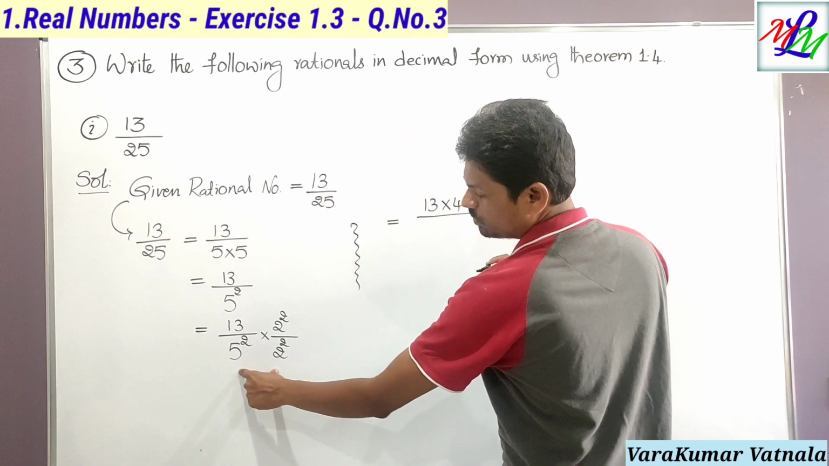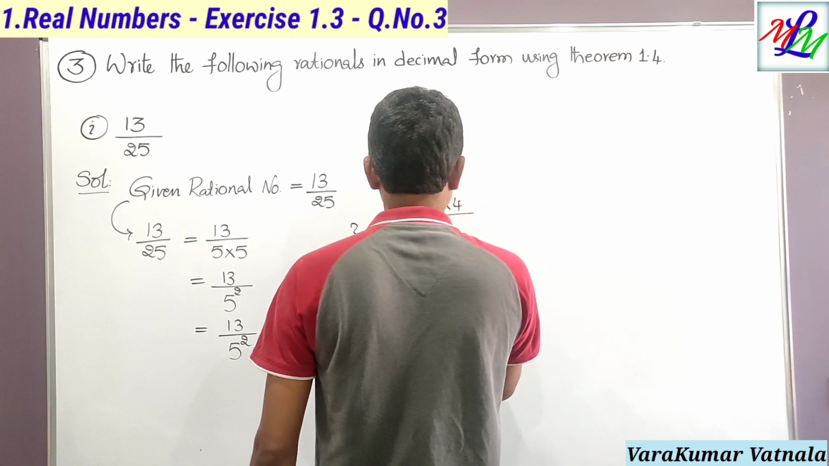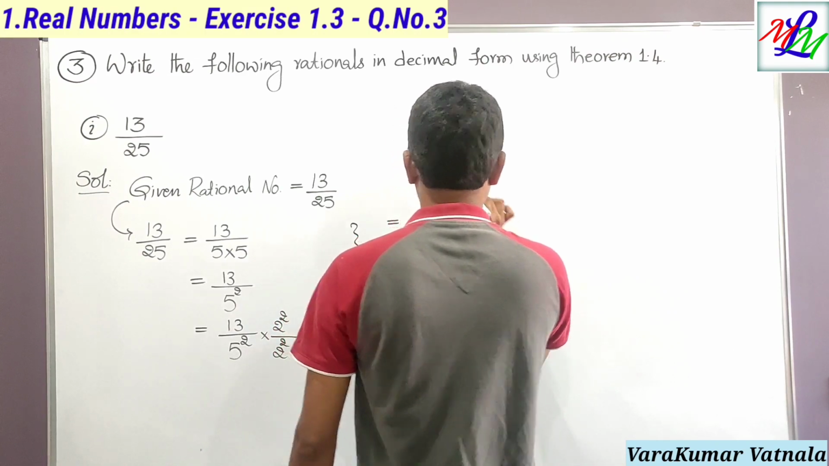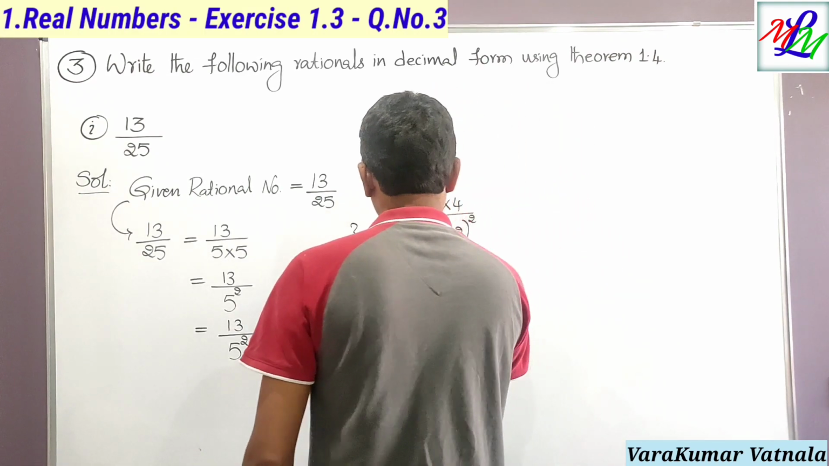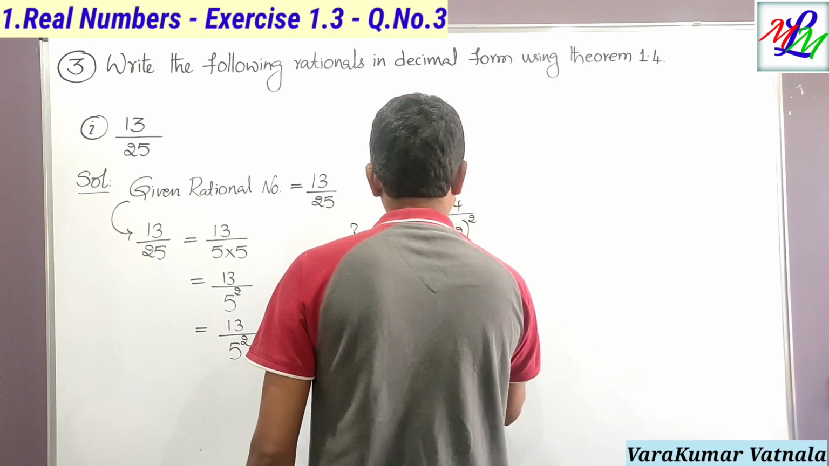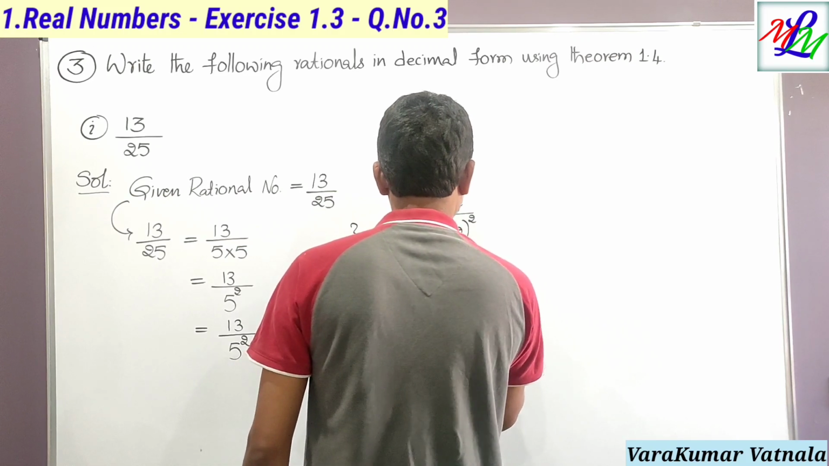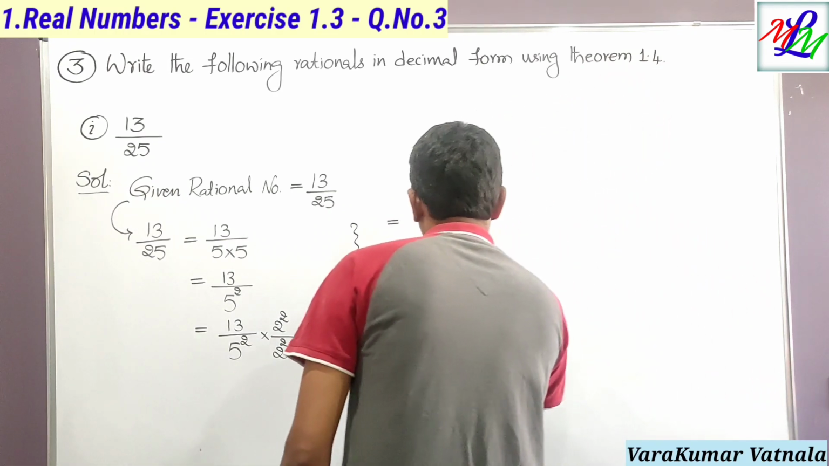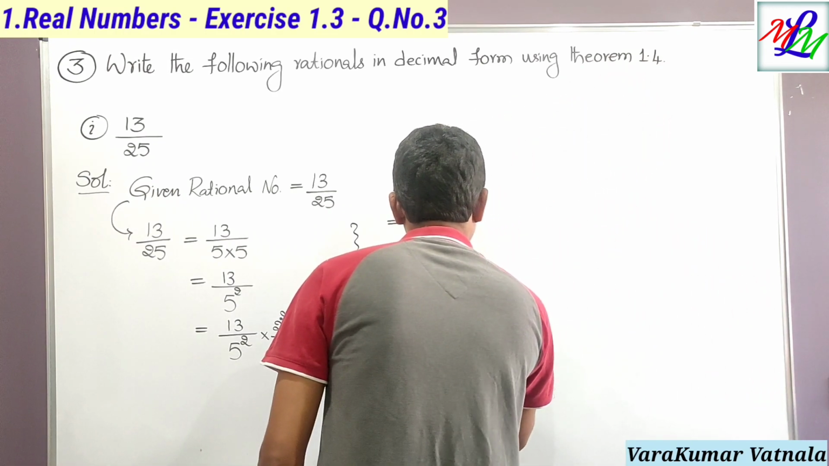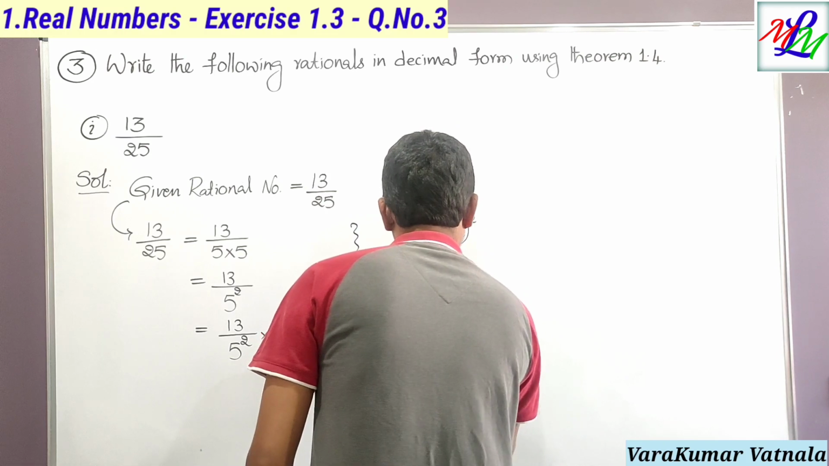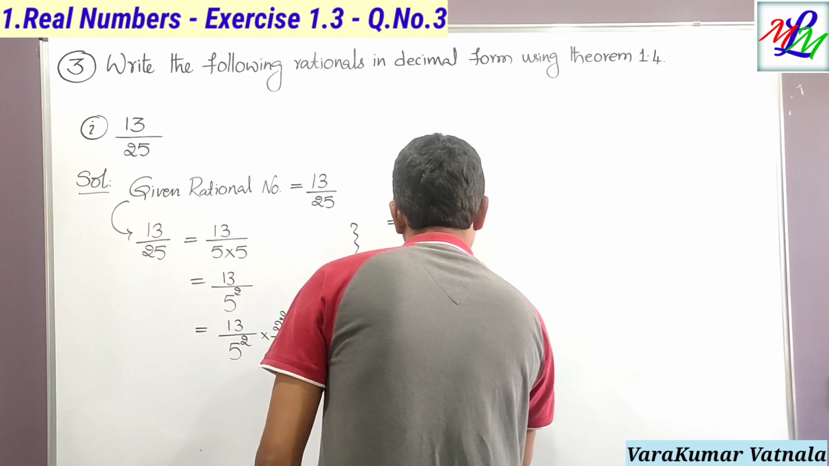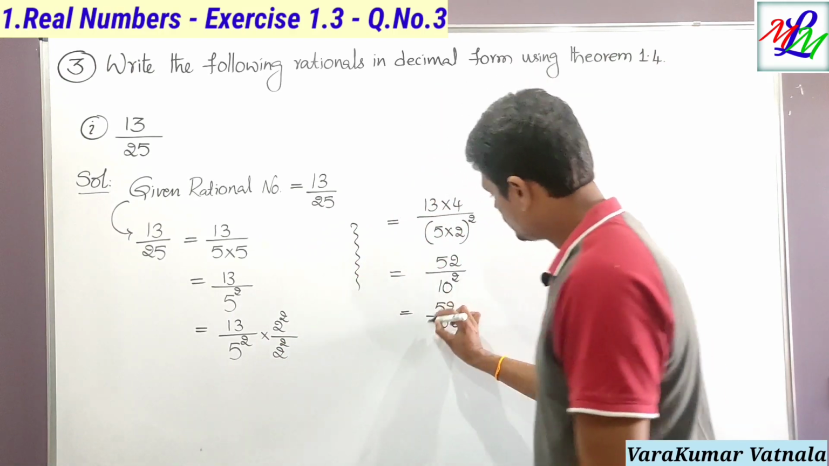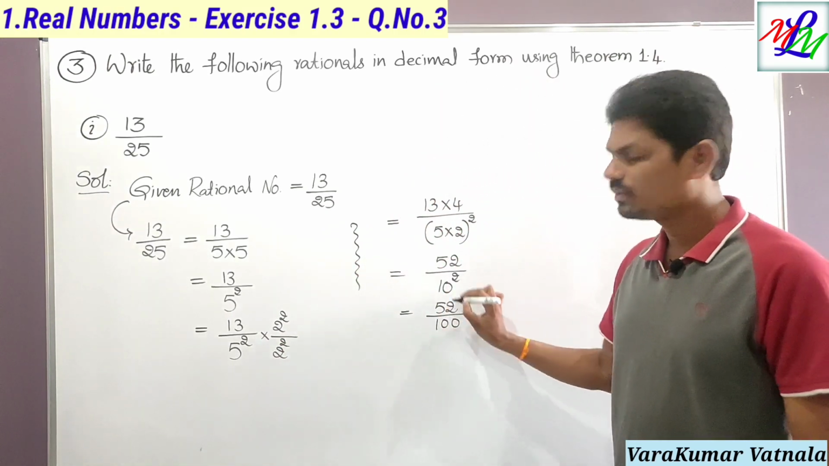So here 5 to the power 2 into 2 to the power 2 can be written as 5 into 2, whole to the power 2. Next, we can write 13 into 4: 13 fours are 52, divided by 5 into 2 is 10, 10 to the power 2. So we can write 52 divided by 10 to the power 2, which is 100. 52 divided by 100. Now the denominator is a multiple of 10.